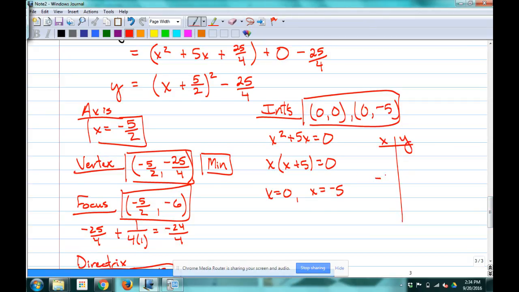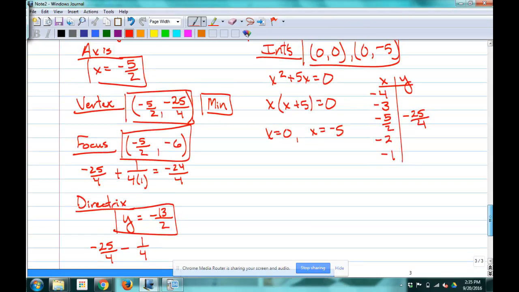So I'm going to put the vertex in the middle, -5/2, -25/4, and then -5/2, how much is that as a decimal? Negative 2.5, right? So to the left of negative 2.5 would be negative 3 and negative 4. To the right of that would be negative 2 and negative 1. That could get us those. That good? All right. So I just need to get the y values that go with those ordered pairs.